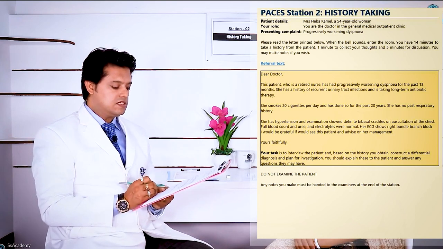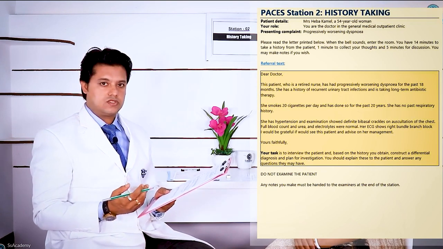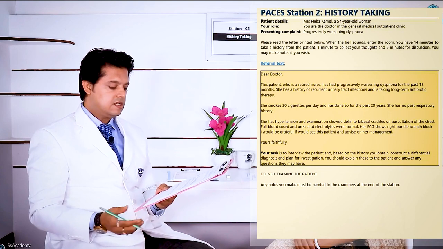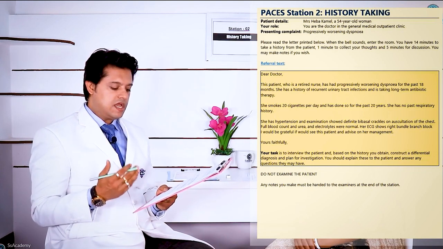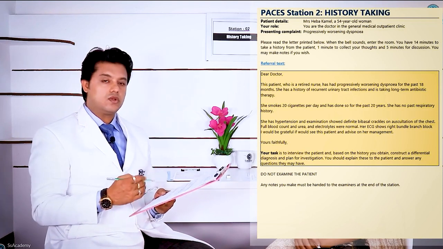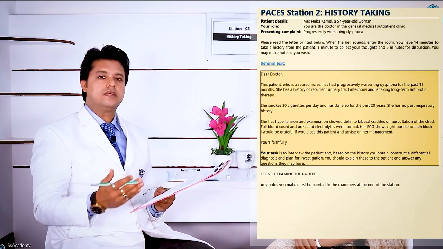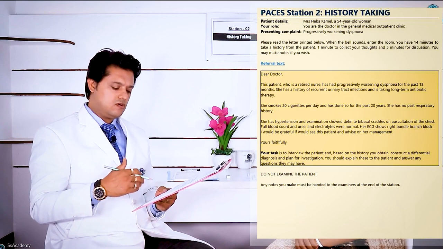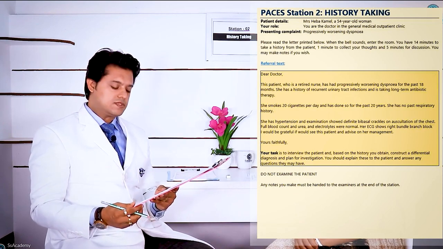And very boldly it is written: do not examine the patient. So you are not allowed to examine the patient. Any notes you make must be handed to the examiners at the end of the station. Whatever notes you made will be handed over to the examiner, or they will take them by themselves.